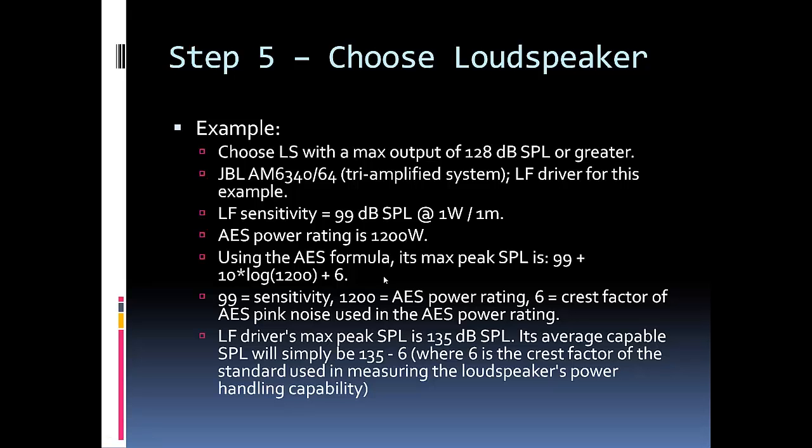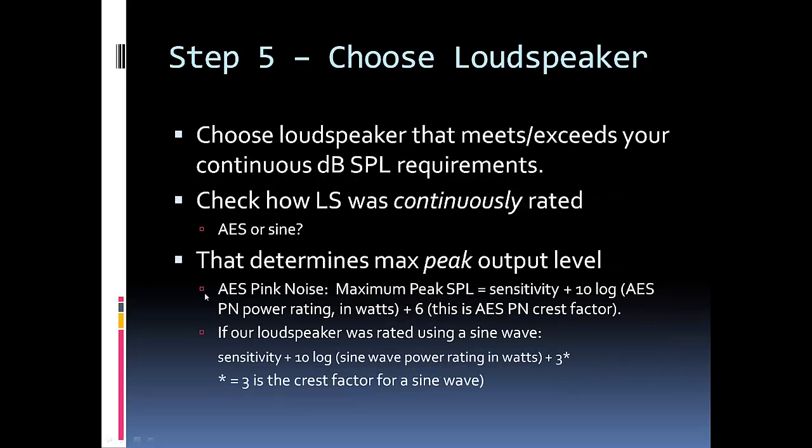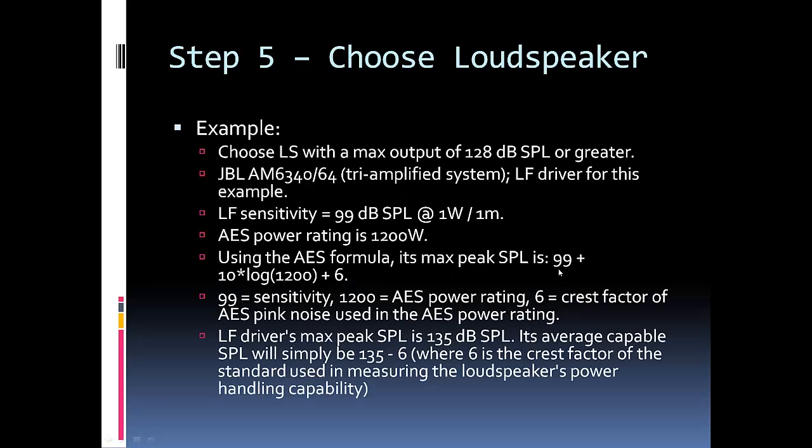Then we use the formula from the previous page. Using the AES formula, its max peak SPL is 99 plus 10 log of 1200, plus 6. So again, we use this formula: max peak SPL equals sensitivity plus 10 log of the AES pink noise rating power level in watts, plus 6. We get the numbers from the spec sheet, plug them into the equation, crunch the numbers, and we find that the low frequency driver's max peak SPL is 135 dB SPL. They may already tell you this on the spec sheet, but this is just a way of deriving it. Now again, this is the max peak SPL level. Its average capable level is going to be 6 dB lower, because 6 dB is the crest factor that they used in that test signal to determine its power handling capability.